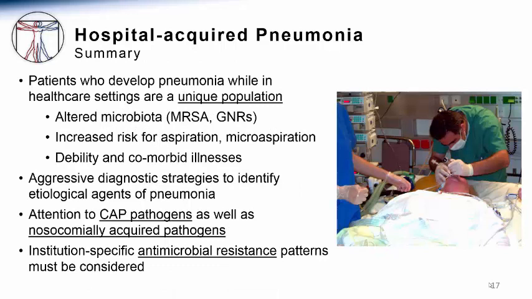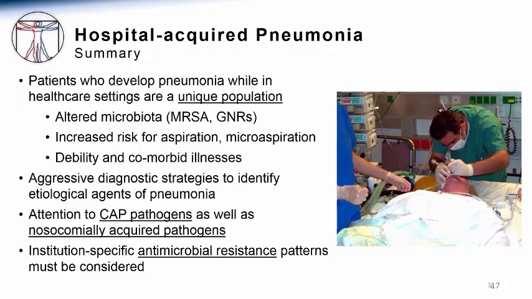In conclusion, patients who develop pneumonia while in healthcare settings are truly a unique population. They often have an altered microbial flora that places them at risk for developing infections due to pathogens very uncommonly identified in community settings. Debilitated or intubated patients are at increased risk for both microaspiration events and large aspiration events that result in pneumonias.